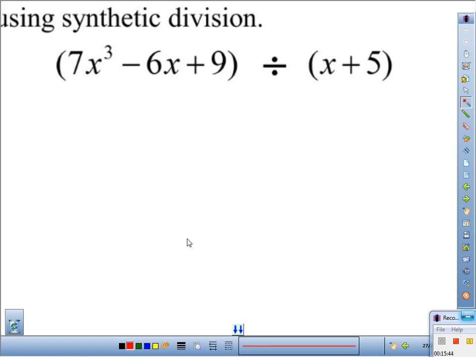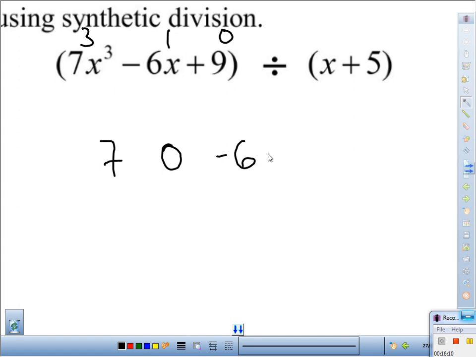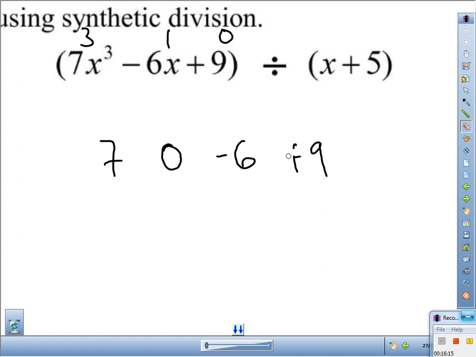Question, is it in standard form? Yes. Are all powers accounted for? Let's see, this is third, this is first, this is zero. Which one is missing? Second. So let's rewrite this in synthetic. So what do I write first? 7. What is the coefficient of the next one? 0, because we're missing the what? The second power. So what do we write next? -6, and then at the end, positive 9. And we're going to divide by what, everyone? -5.